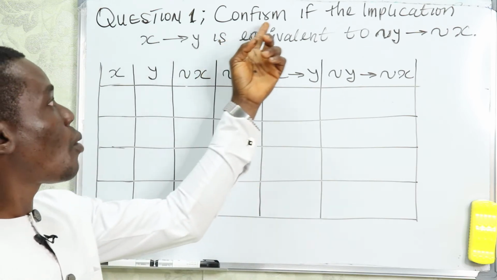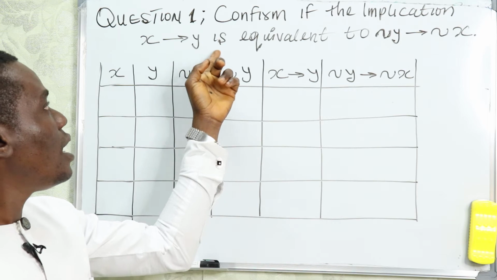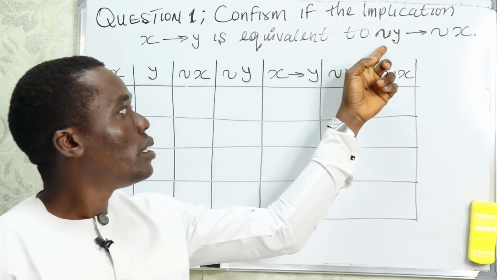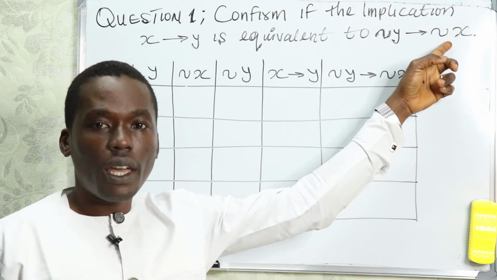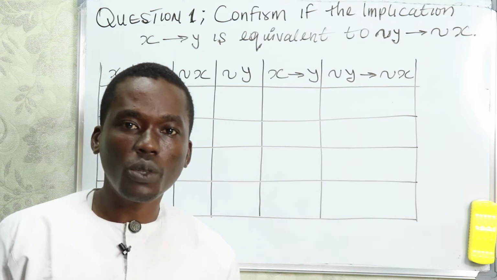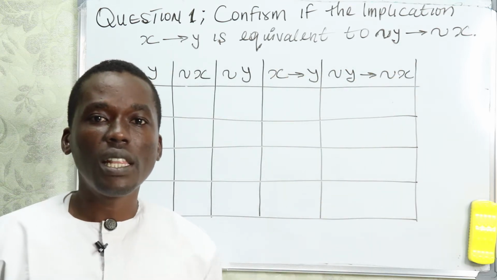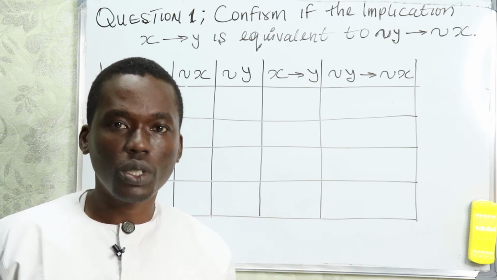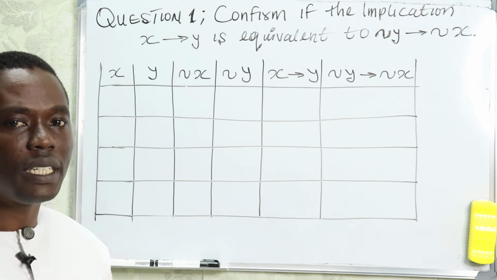The question says confirm if the implication X conditional Y is equivalent to the negation of Y conditional the negation of X. Now, to find out the solution to this question, to find out if this is equivalent to this, we need the truth table. So using the truth table, we can find that.